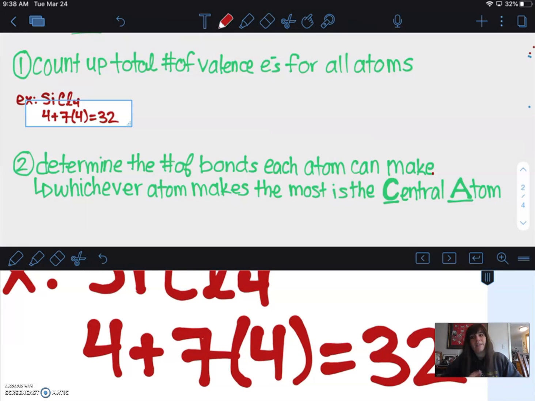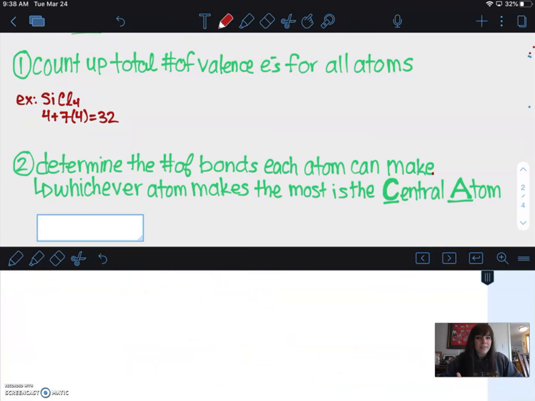The next thing to do then is determine the number of bonds each atom can make. Whichever atom makes the most, we determine is the central atom. Now, there are a couple ways to figure out how many bonds. The easiest one, and that uses our skills that we just reviewed, is drawing the Lewis dot diagrams for them.